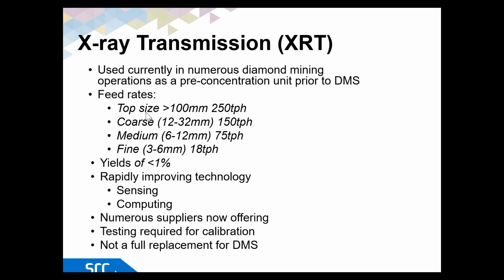But you can see at the top size greater than 150 millimeter or 100 millimeters, you can get upwards of 250 tons per hour. Even in the mids range at 75 tons per hour, this is pretty high capacity and kind of field ready installation for any mining operation. As you get into the fines, obviously the recovery productivity goes a little bit down, but you're still exhibiting a high yield, and so any test work that we've seen, we're getting yields of less than 1%.